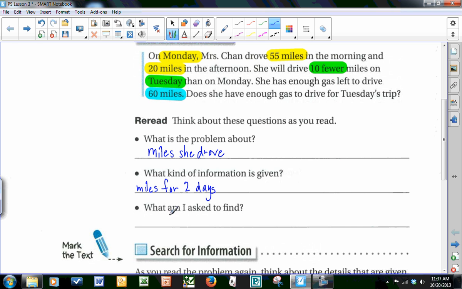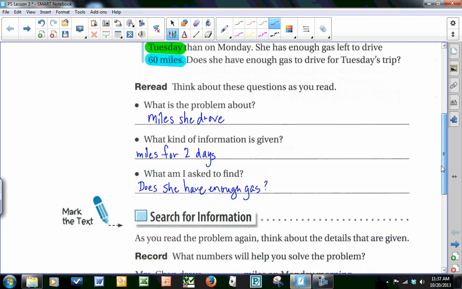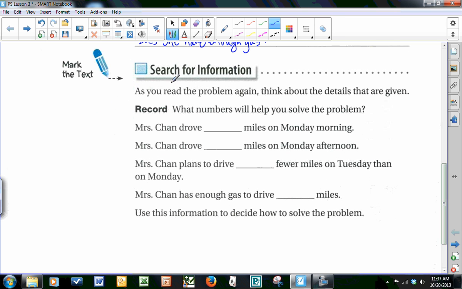And they want to know, what am I asked to find? They want to know, does she have enough gas? All right, so we've thought about the problem now. We're going to go back and search for some information. That's the next step. As you read the problem again, think about the details that are given.